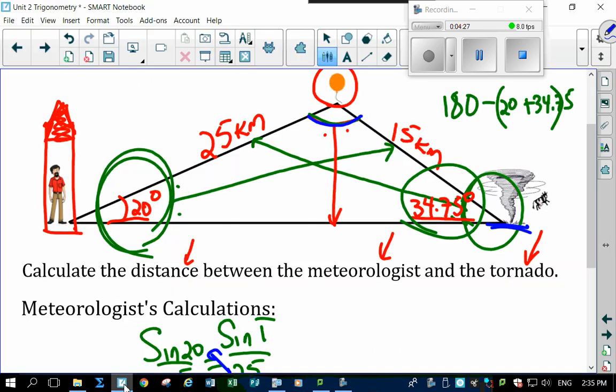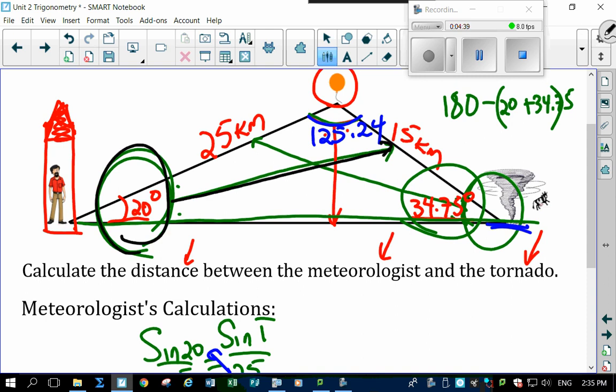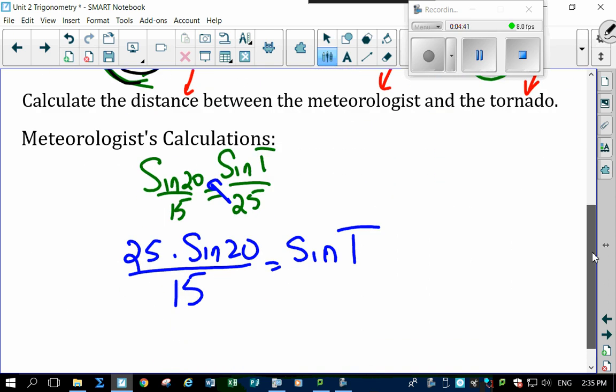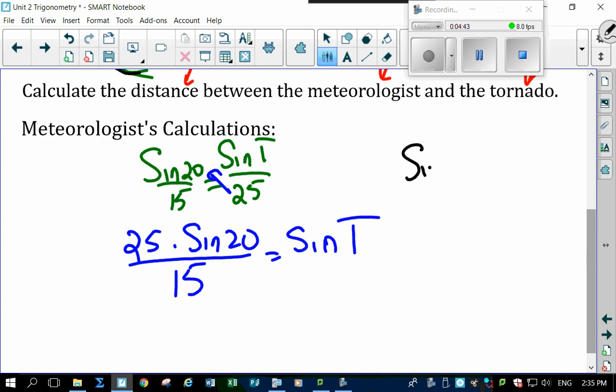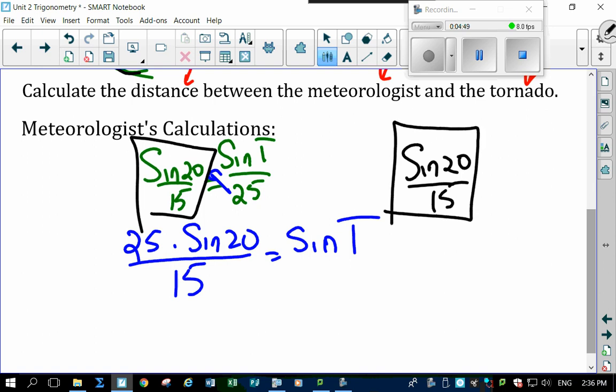So the angle between the meteorologist and this tornado was what again? 125.24. Which means now I can find this distance here. Why? Watch. I'm going to use the meteorologist with this again. So sine of 20 with 15. There's sine of 20 again with 15. Look at this. I've used it once, I'm using it twice. And honestly, when you look at the next podcast after this, you're going to do it a third time.